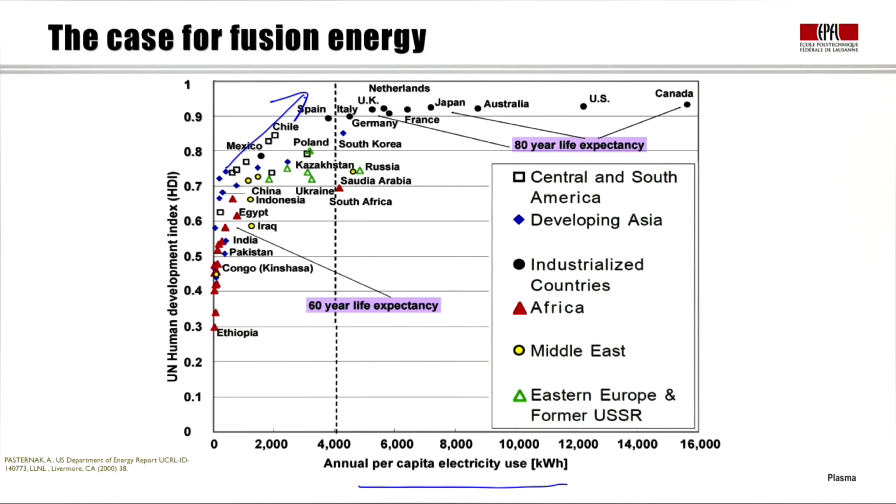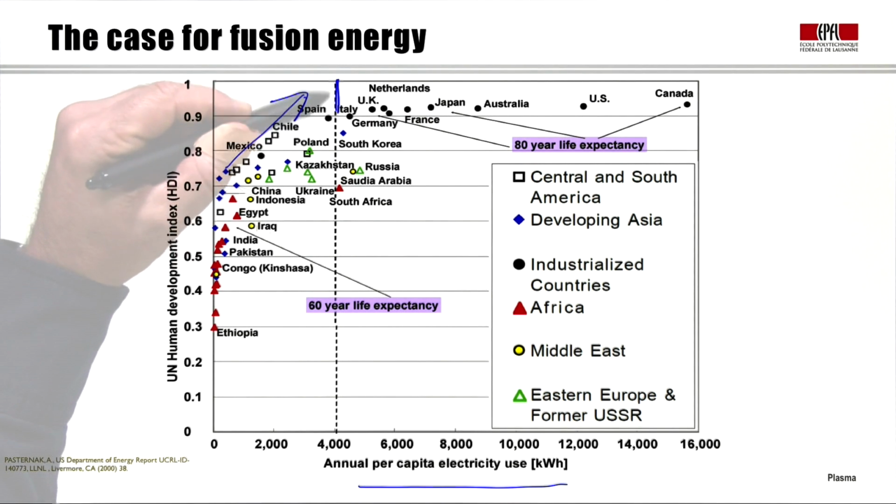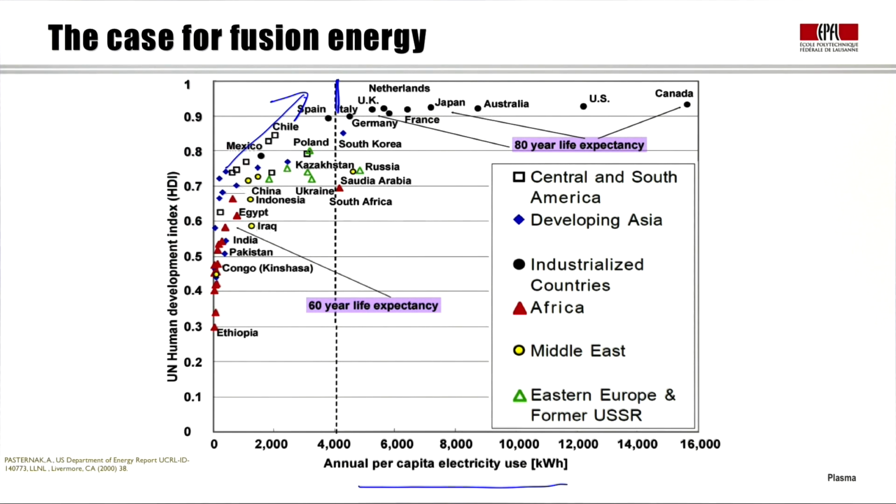We also notice that at some point, corresponding roughly to this vertical dotted line, there is no need for a further increase in the electricity used per capita to develop. This point corresponds roughly to the average of the Western countries. So what we want is an energy source that is available to all countries, and in particular to those on the left-hand side of this graph, which need to move up in their development index.